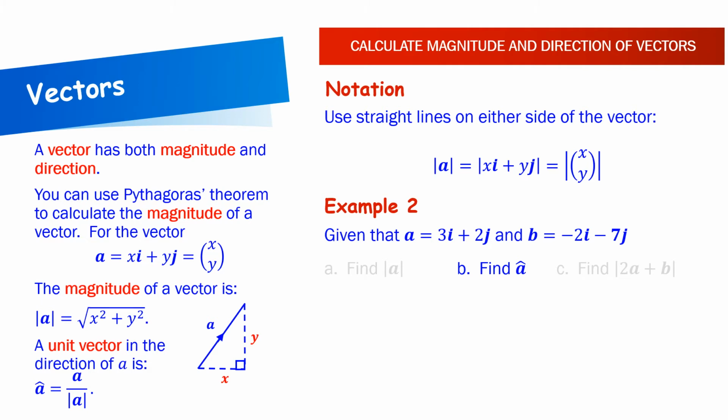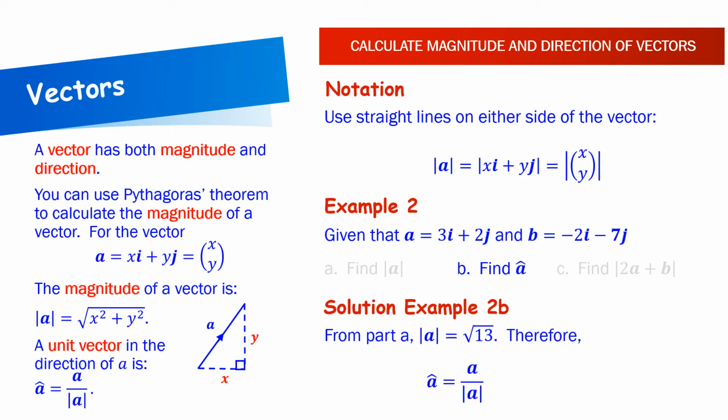And now for part B. Find A hat. So let's solve this. From part A we have that mod A equals root 13. And therefore A hat from the definition of a unit vector is equal to A over mod A. And simply plugging in the values gives us A, which is 3i plus 2j, over root 13, which is mod A. And this is our unit vector.